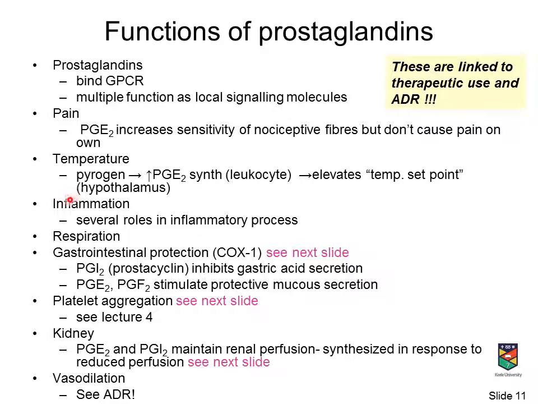Obviously, prostaglandins play a significant role in inflammation, and that's been covered elsewhere, so I'm not going to go into it. Prostaglandins also play a role in respiration. For example, prostaglandin E2 can cause apnea, and prostaglandin D2 can cause bronchoconstriction. Then there are a number of roles of prostaglandins in the GI tract, for example, regulating acid secretion and mucus production, all of which regulate the sensitivity of the GI tract to the acidic conditions there.